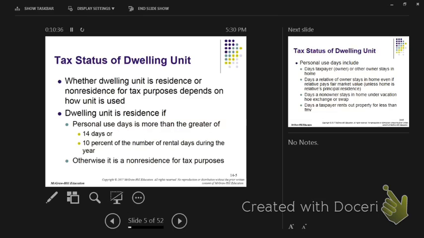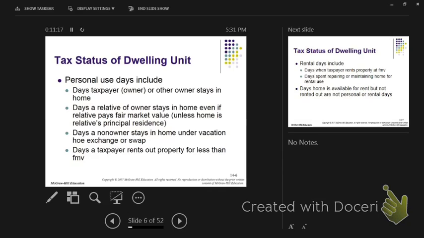We're going to talk about renting and how it's different if it's just for rental use. Now, whether it's a residence or non-residence depends, for tax purposes, on how you use it. So these are some of the important numbers that we're going to use as we go through the renting process. So personal days is the greater of 14 days or 10% of the number of days rented during the year. So it's a residence if your personal use is 14 days or more, or 10% of the number of days rented. Otherwise, it's a non-residence. So you have to live in it for 14 days for it to be considered a residence. If you don't, it's a non-residence.